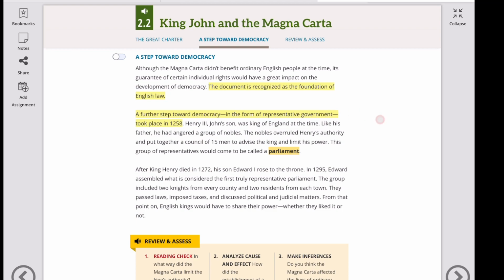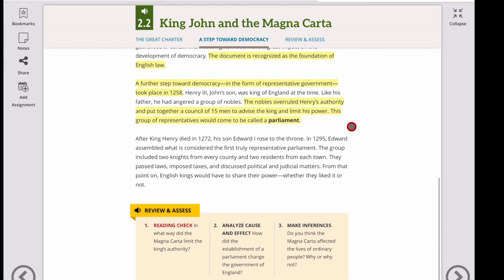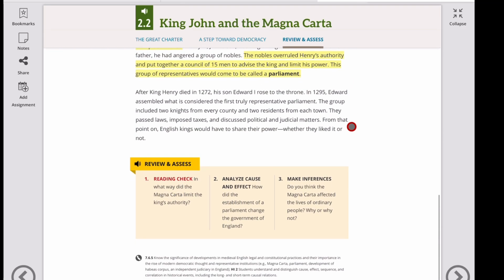So by 1272, there is a further development. After King Henry died, the son of King John, his son, King Edward, rose to the throne. By 1295, Edward assembled what is considered to be the first truly representative parliament. This group of representatives included 2 knights from every county and 2 residents from each town. They passed laws, imposed taxes, and discussed political and judicial matters.